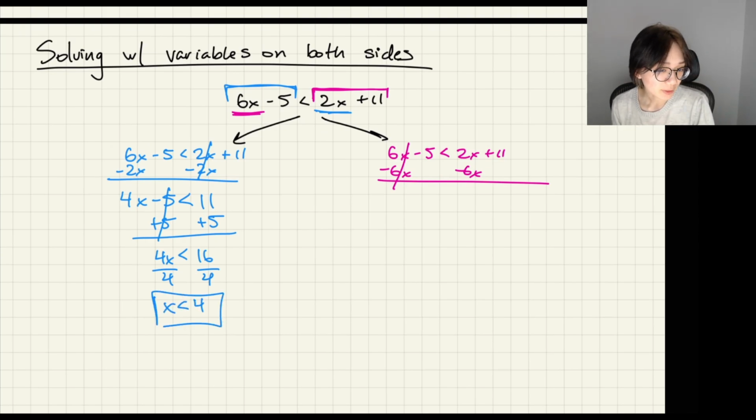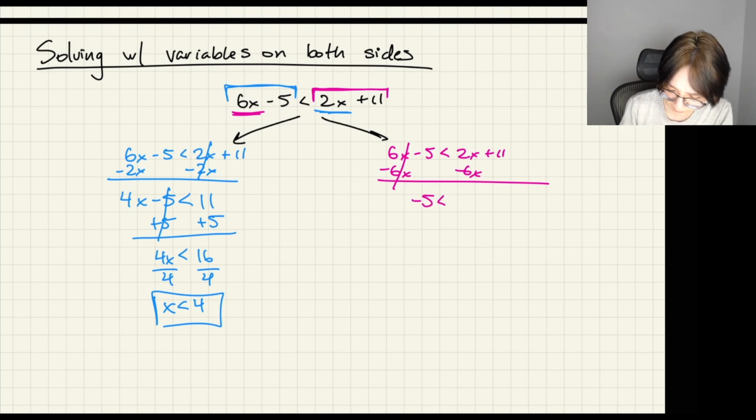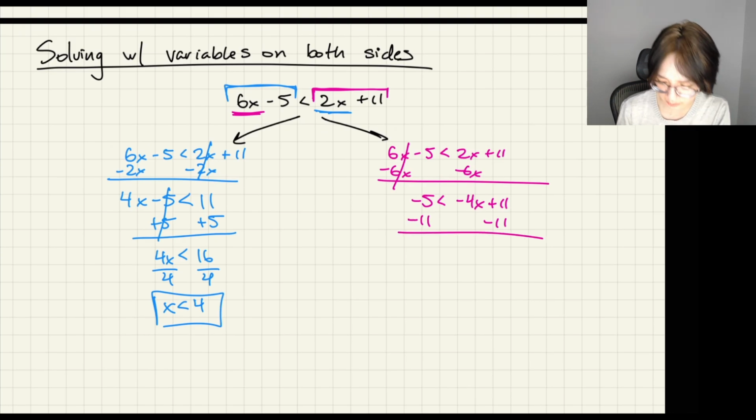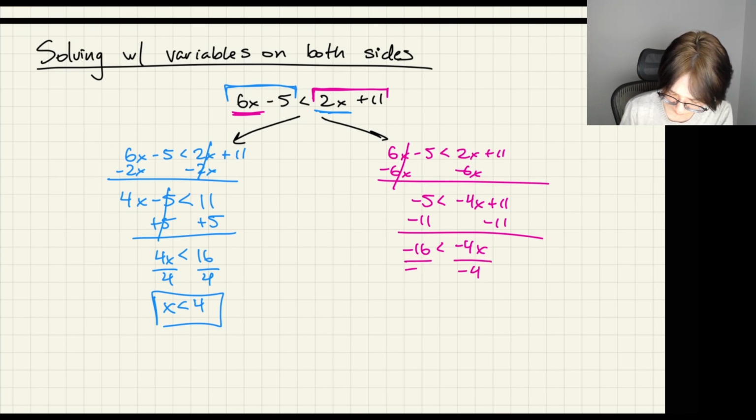If we did it the other way, it's still going to get us the same answer. Brings down to negative 5 less than negative 4x plus 11. Subtract 11 from both sides. Negative 5 minus 11, negative 16, less than negative 4x. Divide both sides by negative 4. Because we're dividing by a negative, the sign flips. And just rewrite that around to be the same direction.